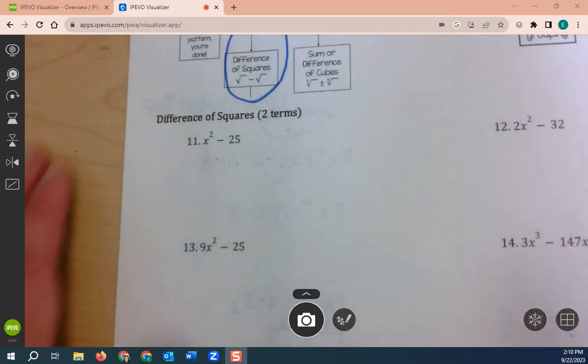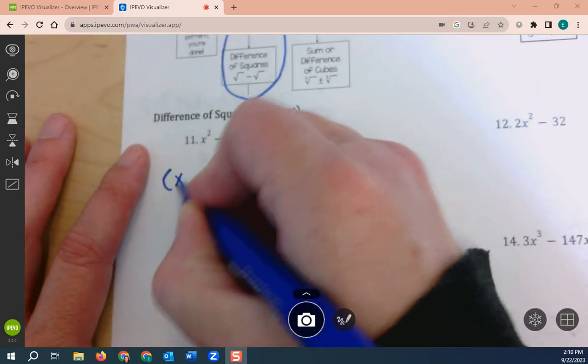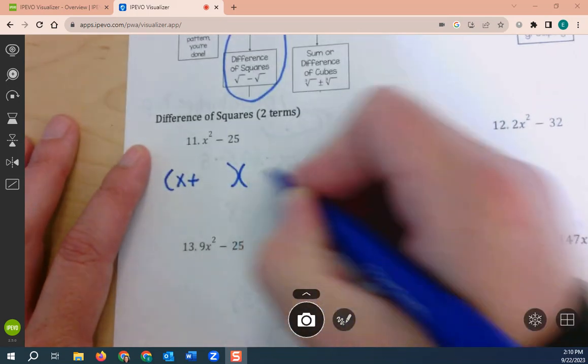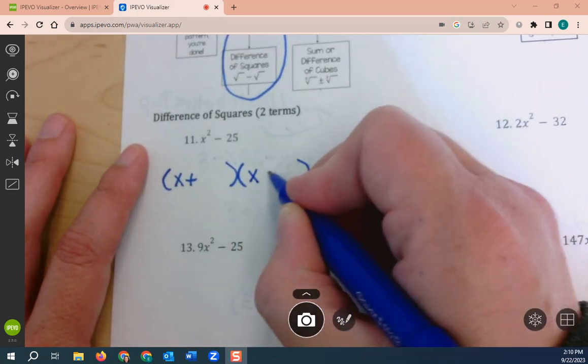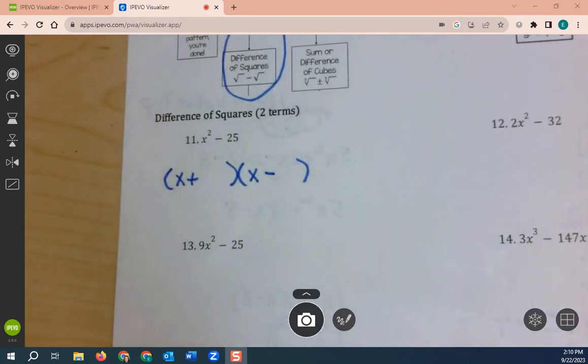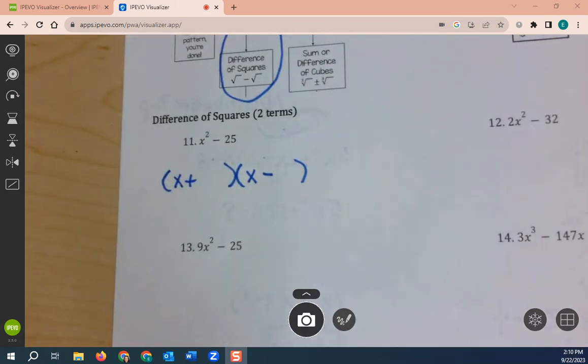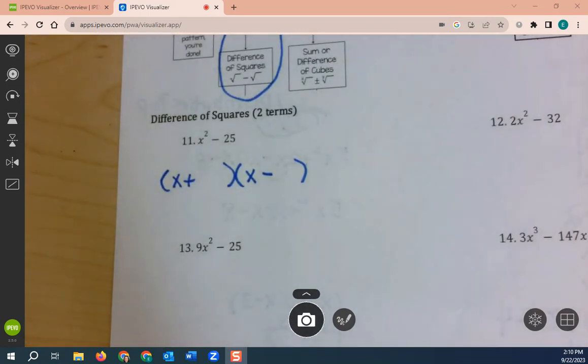They're all going to be x plus a number, and then x minus a number. And the reason we know this is because we're missing our middle term. The middle term canceled out, so that means it must be plus and minus the same number. Tell your group if you think you know what the number is for this problem, number 11. What number would we have a plus and a minus to that's going to give us this answer? X squared minus 25.